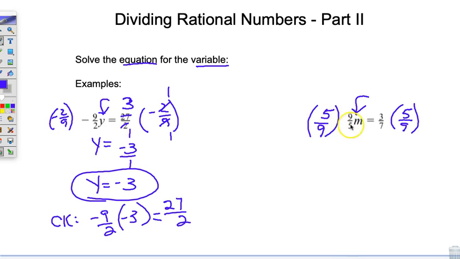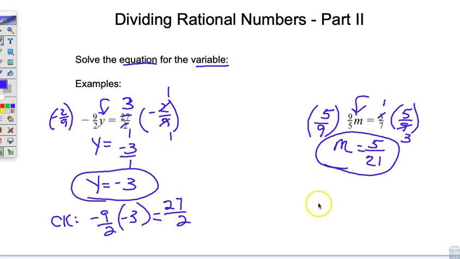Over here, these guys are just going to cancel out and leave me with 1m. On the other side, I'm going to take advantage of the 3 being a common factor of 3 and 9, and then multiply straight across. 1 times 5 is 5, 7 times 3 is 21. That is already reduced to lowest terms, so I'm finished.